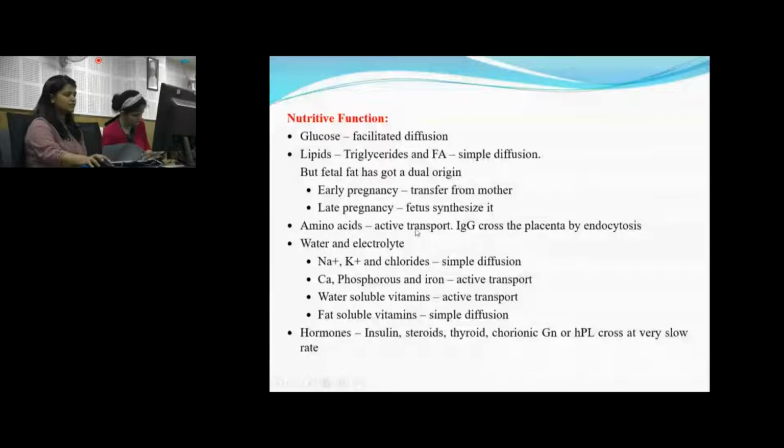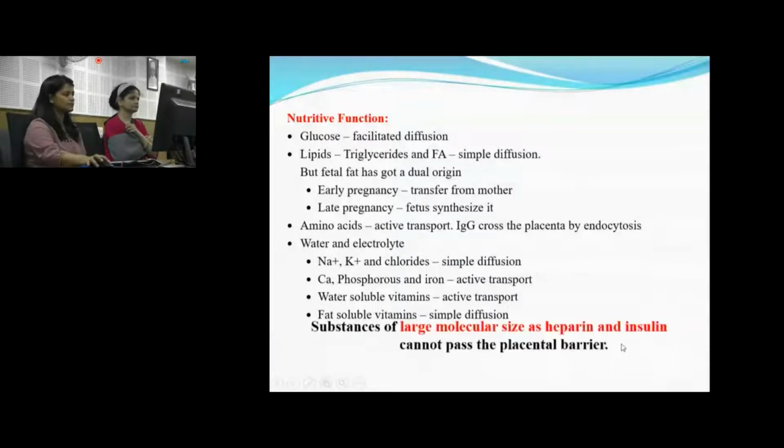Amino acids go by active transport, IgG across the placenta by endocytosis, water and electrolytes, sodium, potassium and chloride, by simple diffusion, calcium, phosphorus and iron by active transport, water-soluble vitamins by active transport, fat-soluble vitamins by simple diffusion. Hormones like insulin, steroids, thyroid hormone, chorionic gonadotropin or HPL cross at a very slow rate.